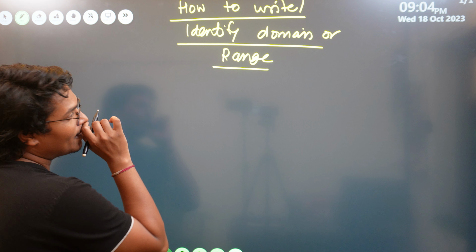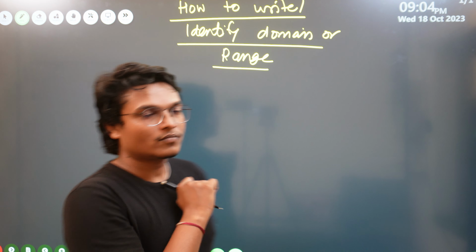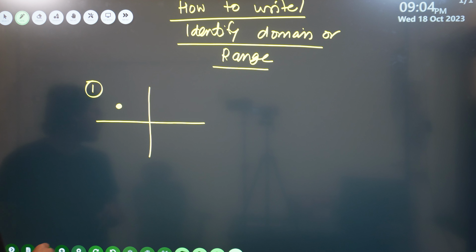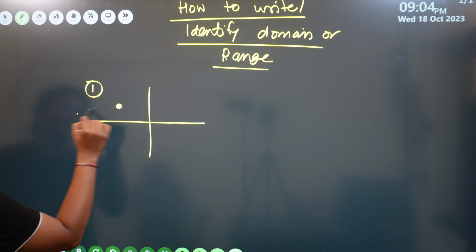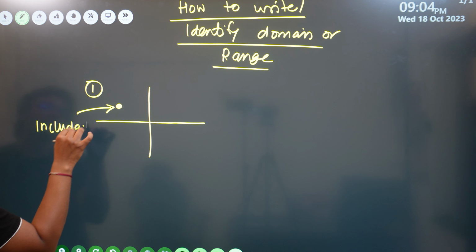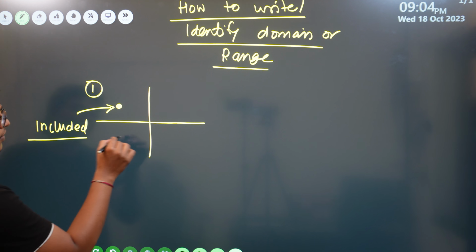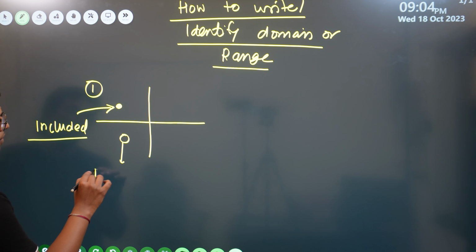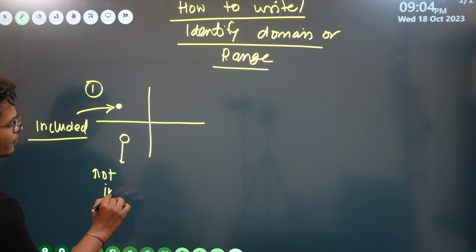Now see, we'll understand it in two parts. Before starting with those two parts, first let's revise. If a solid circle is given in a graph, what does it mean? It is a part of the graph, it is included. A hollow circle means it's not a part, it is not included.